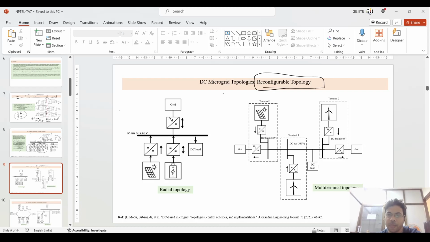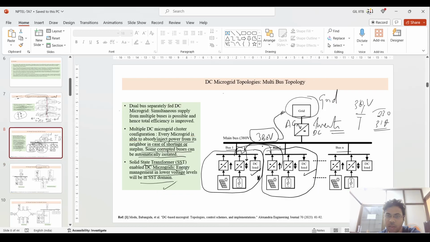Reconfigurable in the sense that if you have a certain topology already configured, but you want to change it, how will you do it? Can you do this in the multibus topology? You cannot do this.